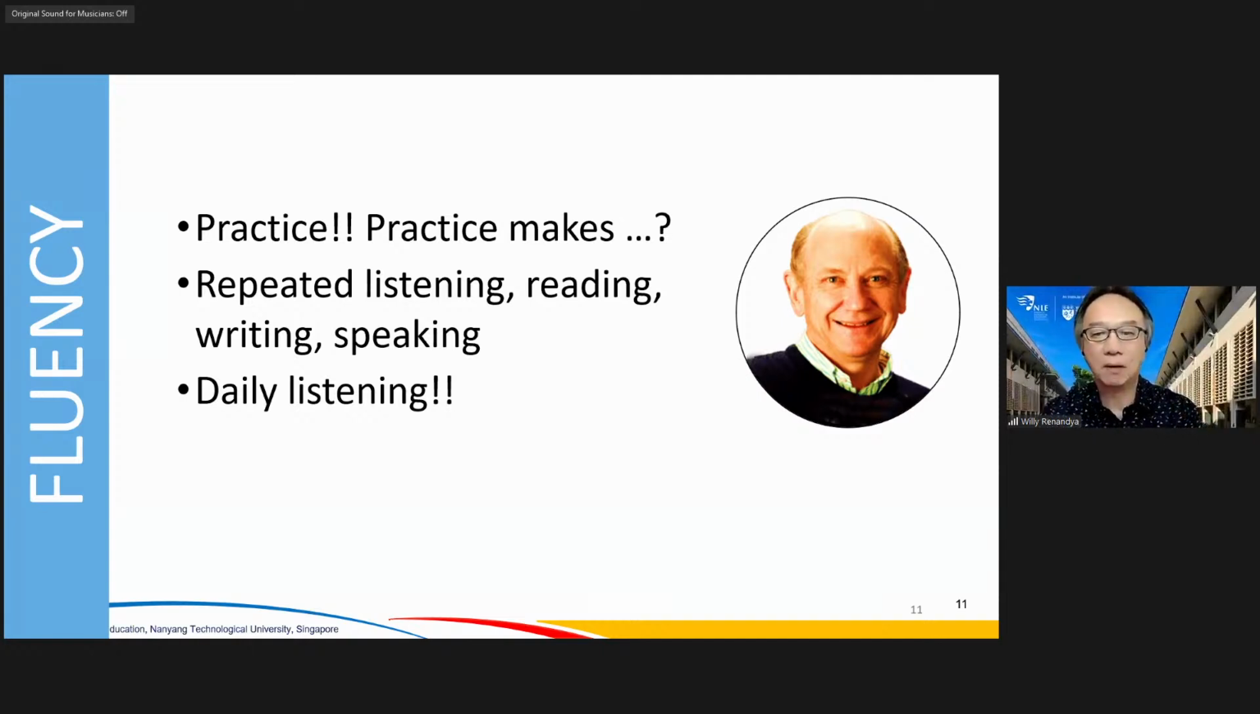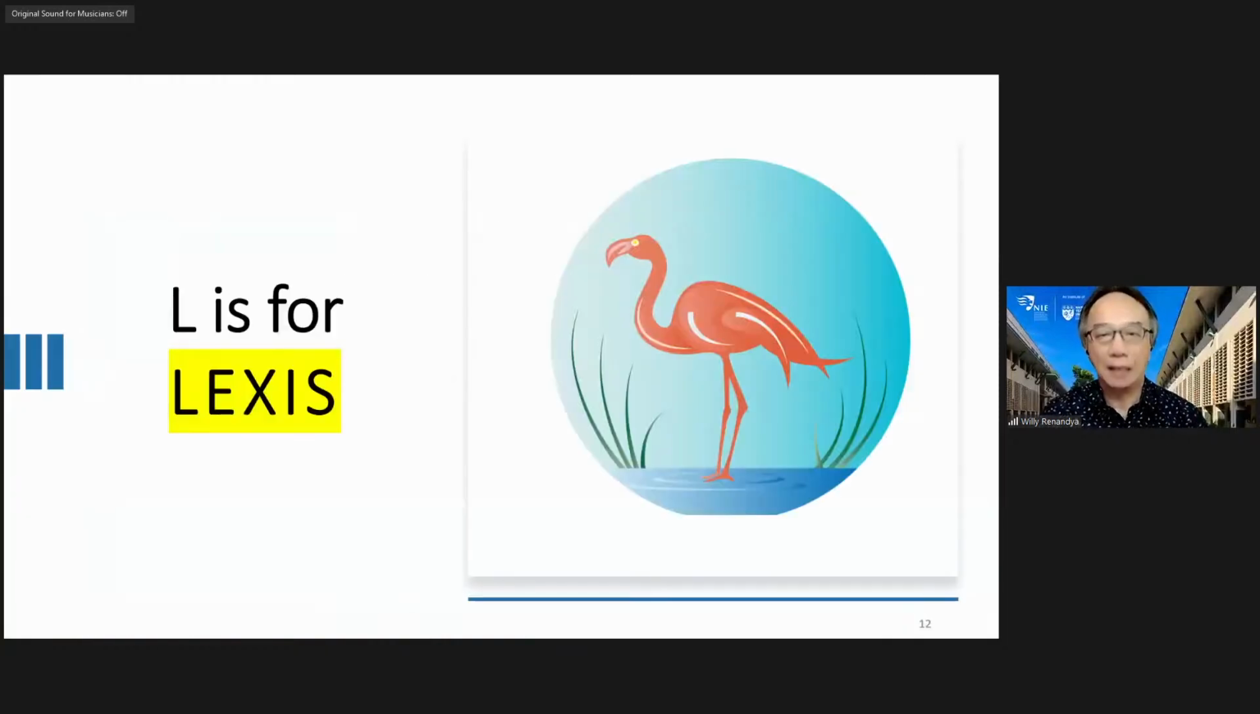F is for fluency. One is done. I hope you get the idea. Fluency is very often neglected, and fluency is an important part of you helping your students to develop competence, proficiency in language use eventually. The second letter in the word flamingos is L. And L stands for Lexis.